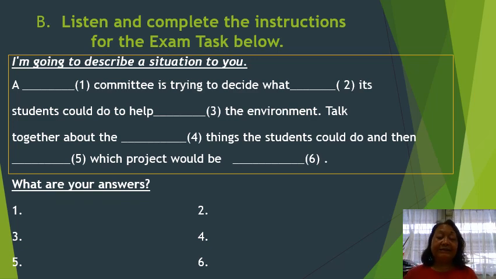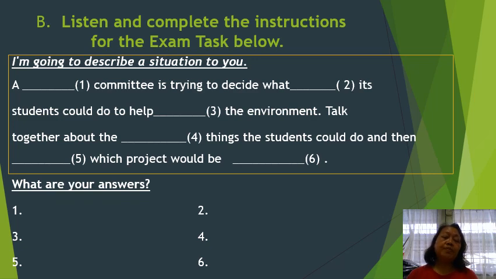I want you to listen. I'm going to describe a situation to you and complete the instructions, okay? Now, it goes here. A school committee is trying to decide what projects its students could do to help protect the environment. Talk together about different things the students could do and then decide which project would be best. Got it?